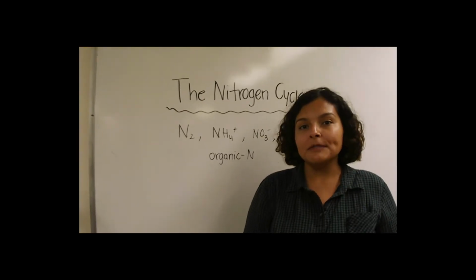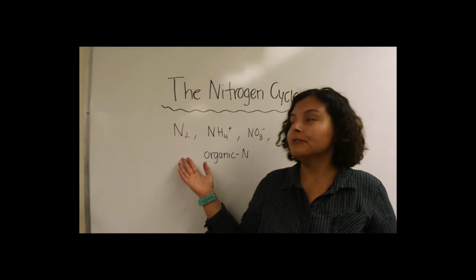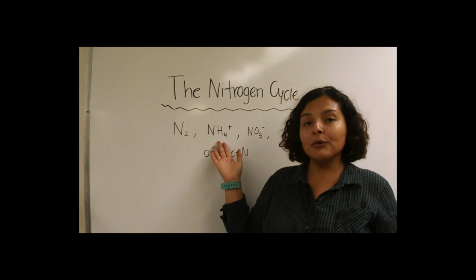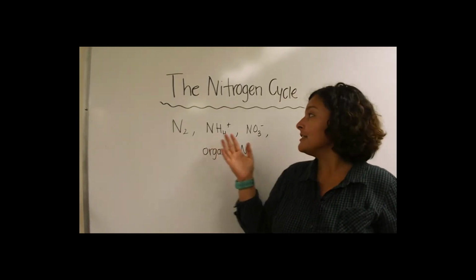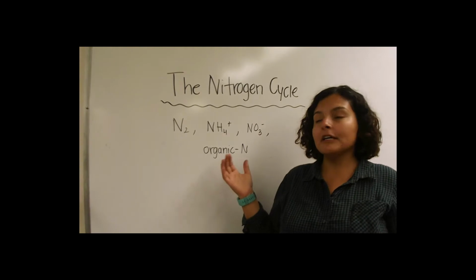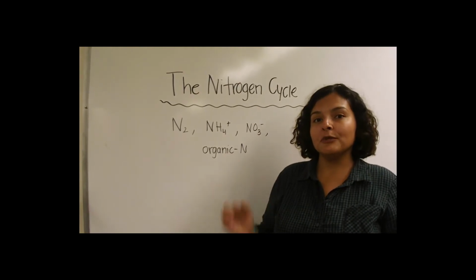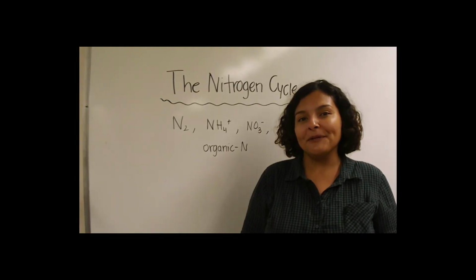Nitrogen comes in many forms. It can be a gas like N2, it can be a cation like ammonium, it can be an anion like nitrate, or it can be organic nitrogen, which means it's associated with some carbon.